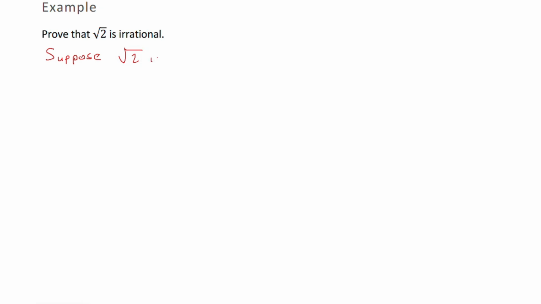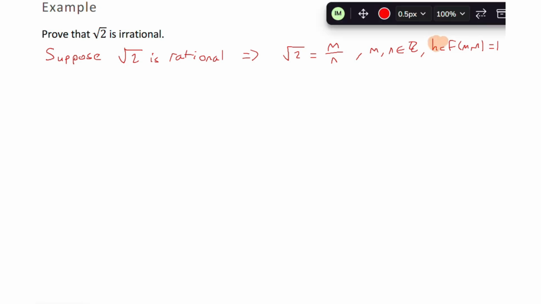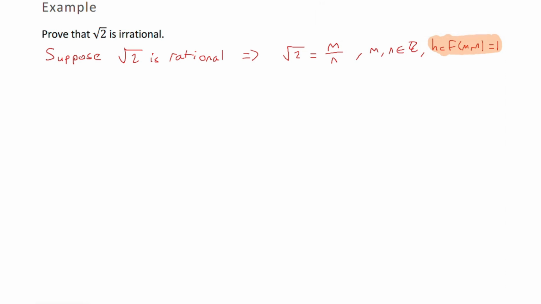So we're going to suppose that root 2 is rational. And if root 2 is rational, that means we can write it as a fraction. We're going to assume that this is in simplified form, but m and n are both integers, and the highest common factor of m and n is equal to 1. This bit here is telling us that the fraction has been simplified as far as it can, and that's going to be important later on.